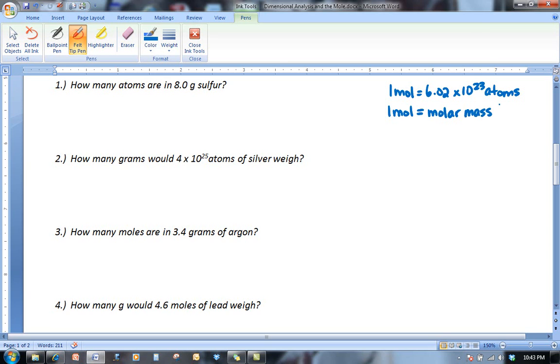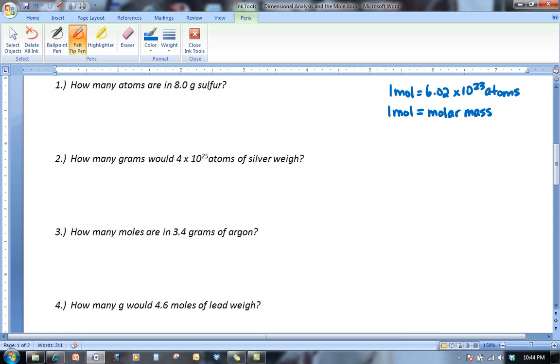And recall that molar mass is what you guys were calculating back on pages 11 and 12 of your packet. So if you don't remember how to do that, then go ahead and pause this and review how you were able to calculate that. Anyway, back to number one. We're looking for the number of atoms that there are in 8 grams of sulfur.